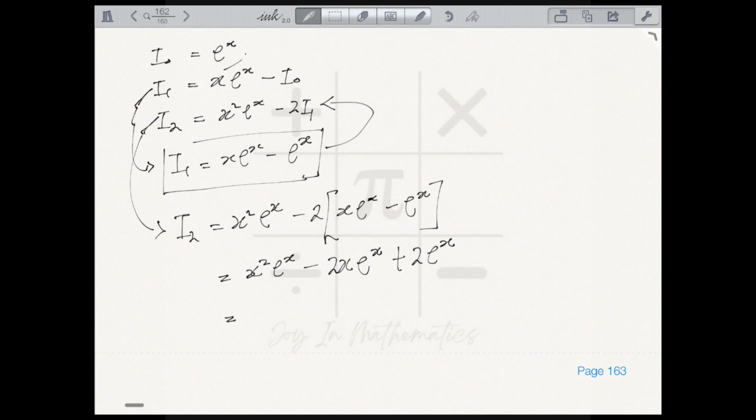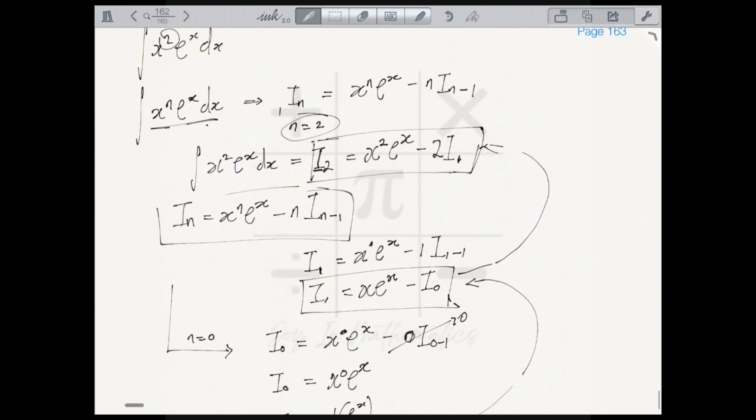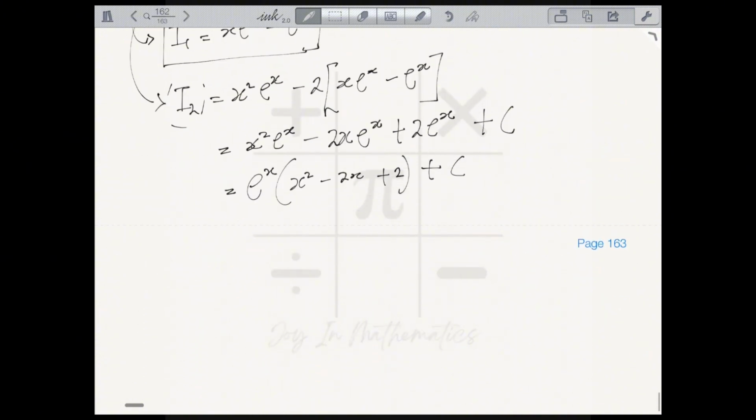So factorizing with exponential x now, remember that we are going to add plus c as the constant of integration. So we have that this factorized with exponential x gives x squared minus 2x plus 2, plus c. And we recall that I2 in the question itself is the integral of x squared exponential x dx. So therefore, the answer to the question, we say, is the integral of x squared exponential x dx will be equal to this.